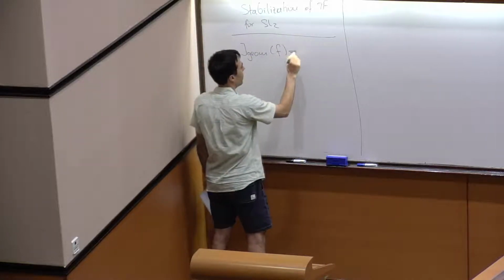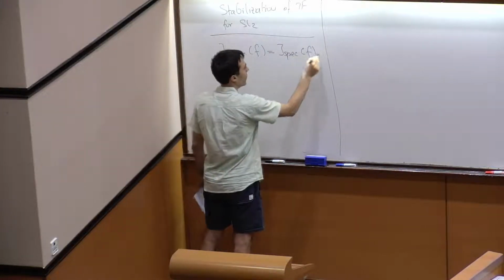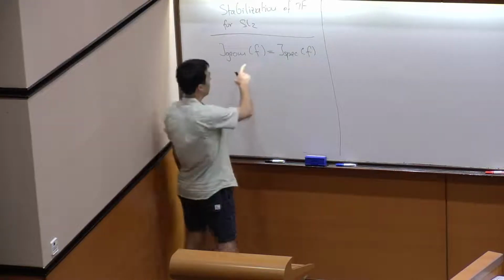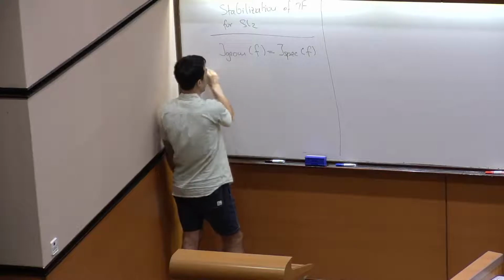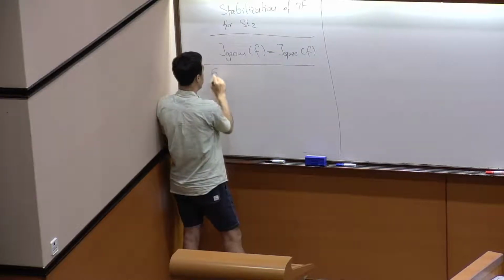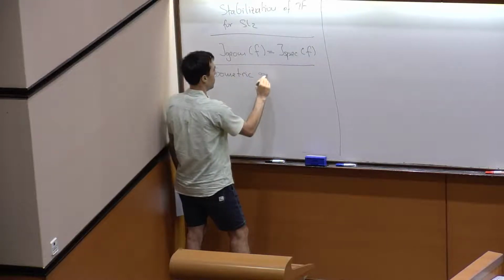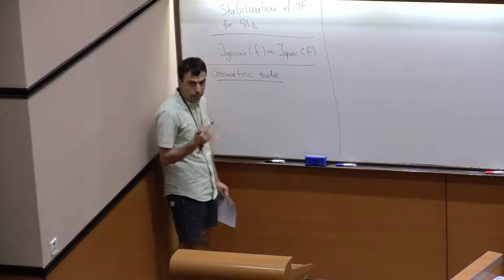So it's two different expressions for a distribution, and I'll first explain this piece, and then I'll explain that. So let's call this the geometric side. So the geometric side has a number of terms.